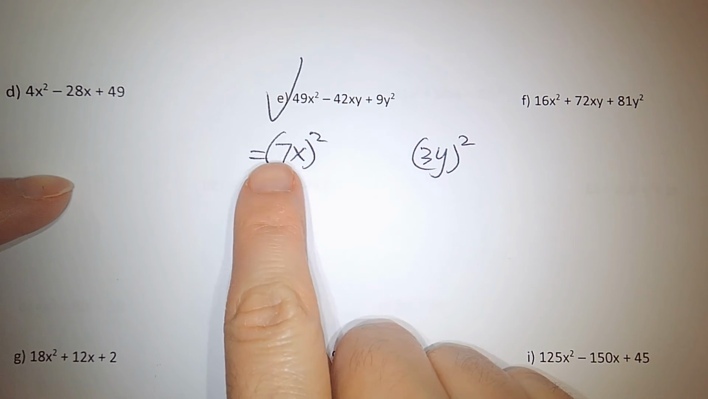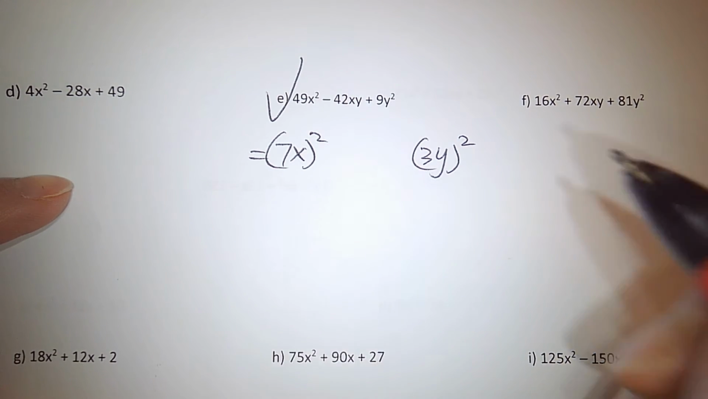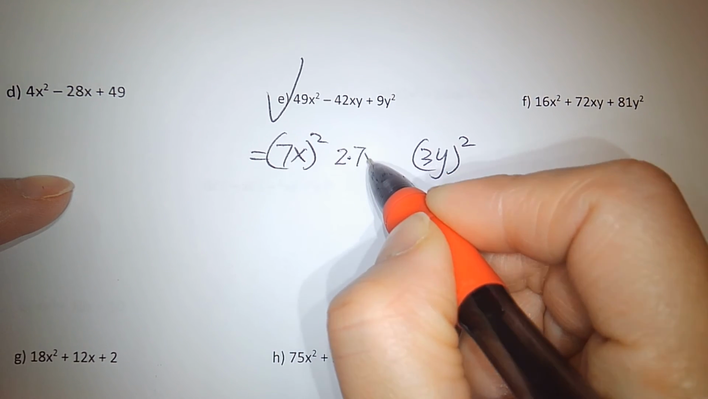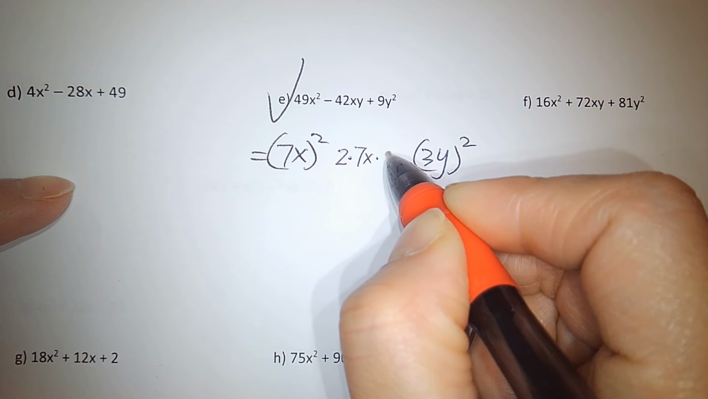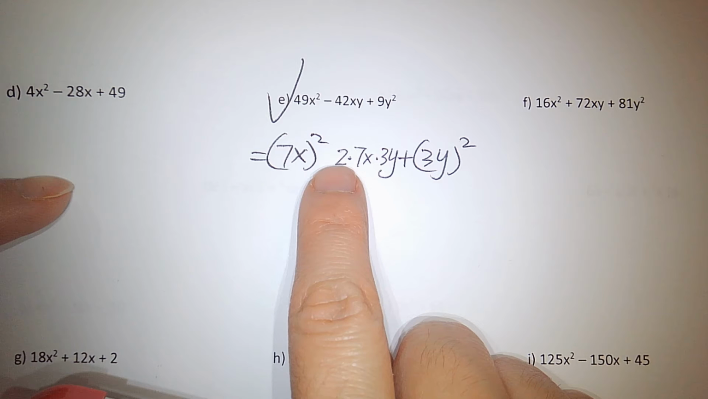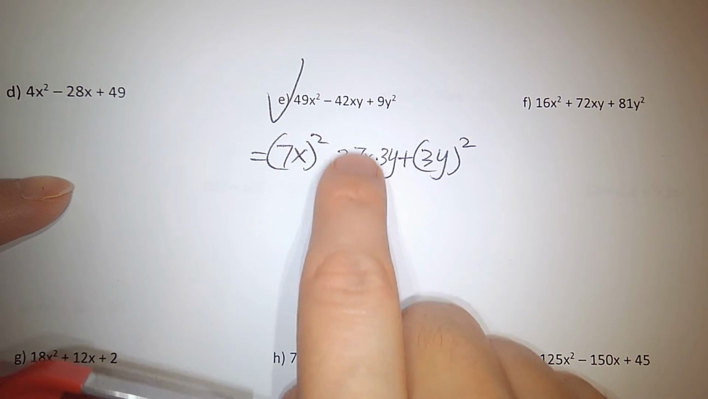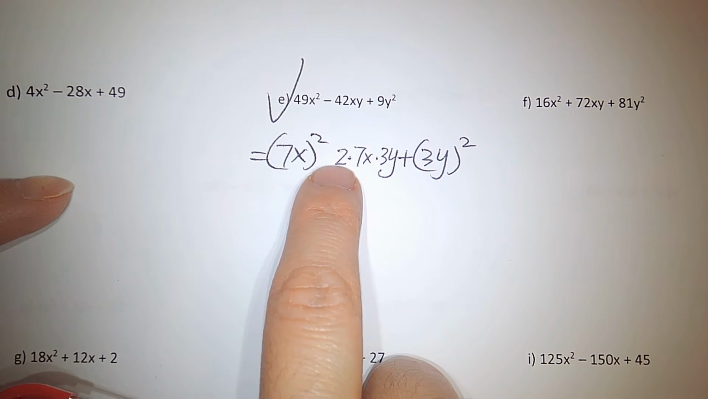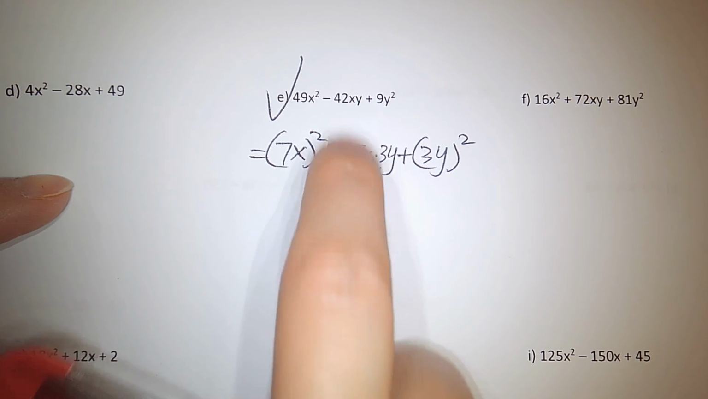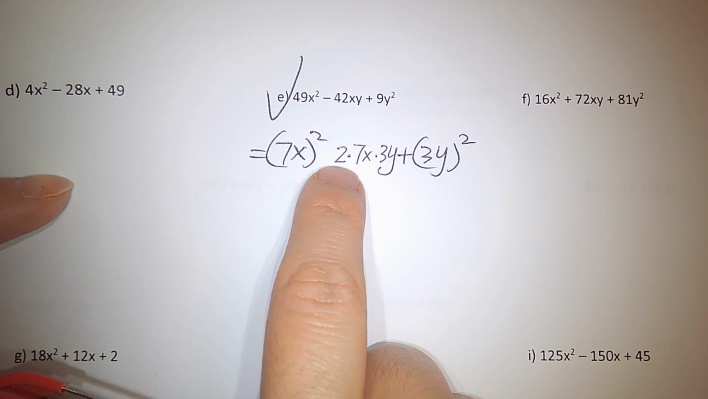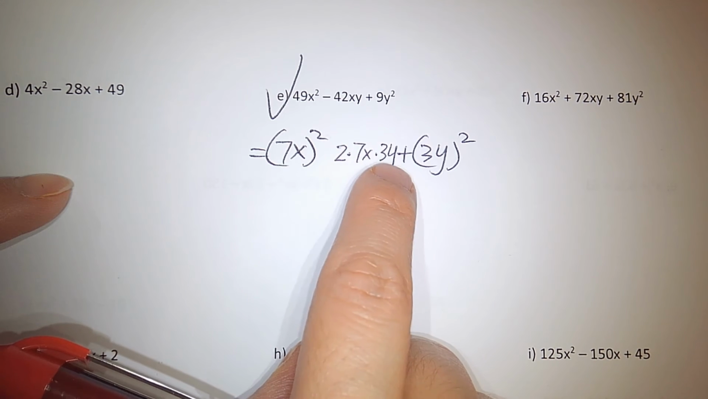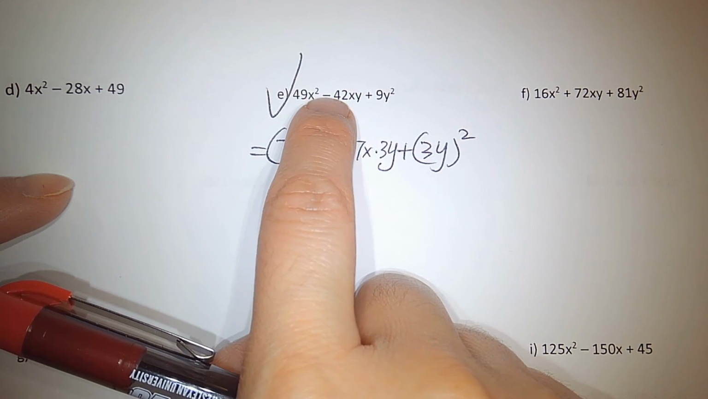3y squared, right? So, the middle term equals twice 7x times what? 3y. 2 times 7x times 3y, does it equal 42xy? Let's see. 2 times 7 times 3, does it equal 42? 2 times 7 is 14. 14 times 3 equals 42? Yes. And then times xy, right? However, here it is negative.